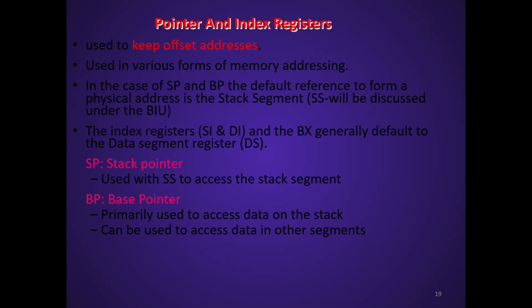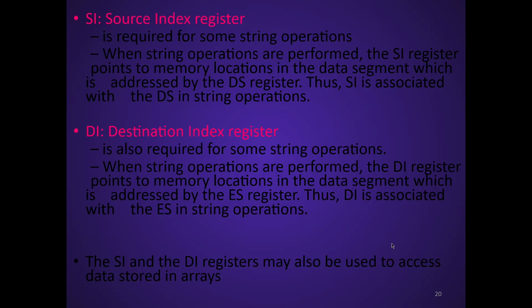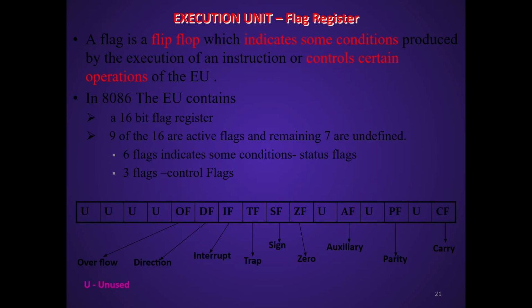So basically, what are the stack pointer and base pointer? The stack pointer is used when we access the stack register, so we use SS with SP, the stack pointer. For the base pointer we need the data segment, which holds the data operands which we are going to use in the segments. As we discussed, SI and DI are the source index and destination index for string operations. Then we have the flags register.